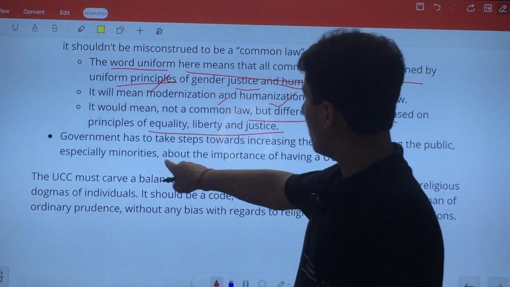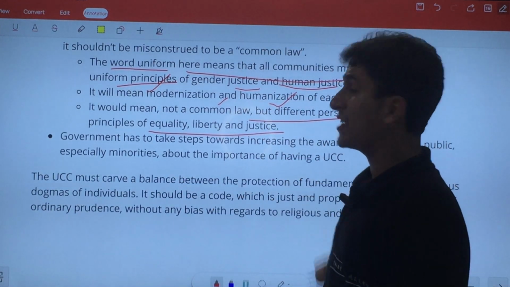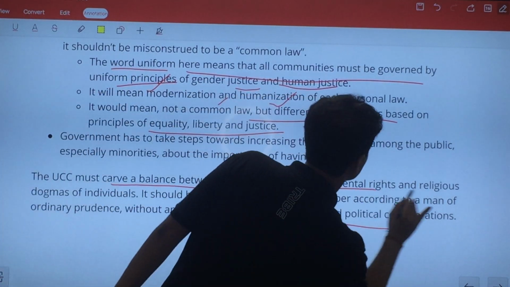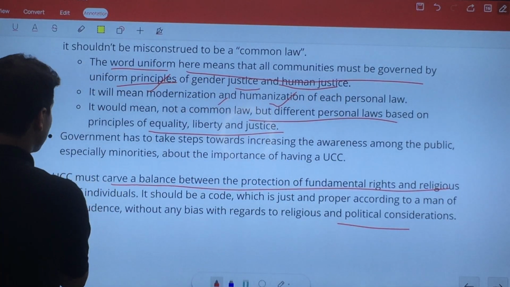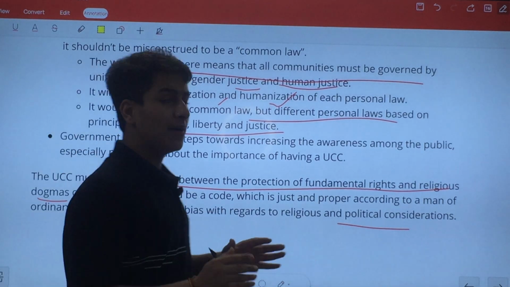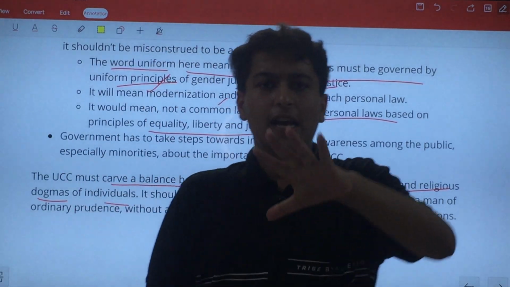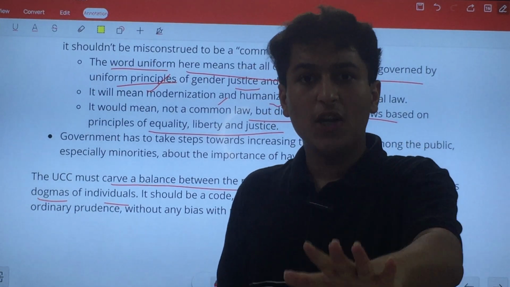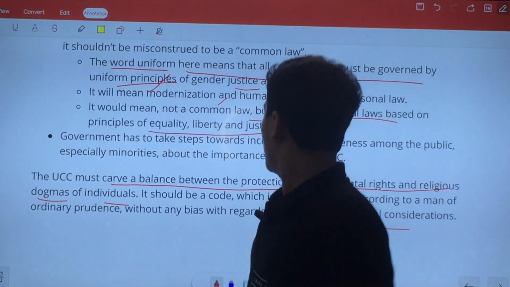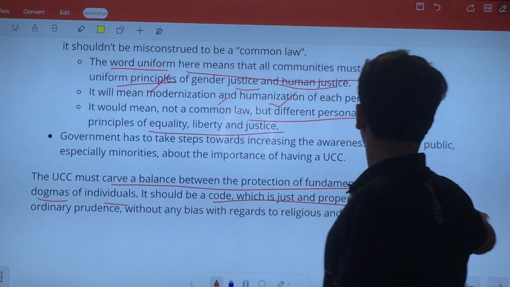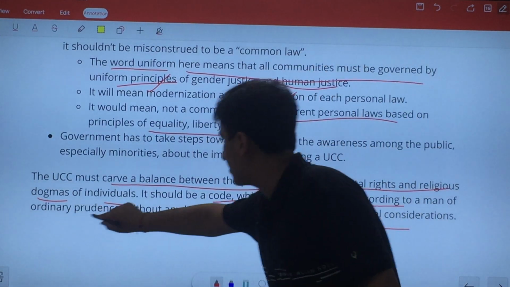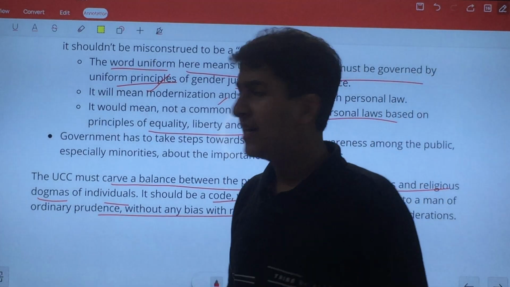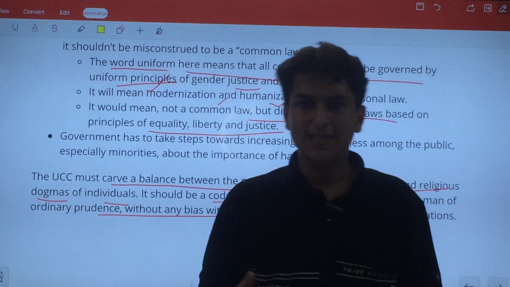All right. So UCC must carve a balance between the protection of the fundamental rights as well as the religious dogmas of individuals. ऐसे UCC implement करना चाहिए कि it should strike a balance between the fundamental rights as well as the private laws, personal laws of the people. So it should be a code which is just and proper according to legal prudence, without any bias and regard to religion and political consideration. ठीक है, तो ये बहुत इंपॉर्टेंट चीज है यूसीसी लेके आने के लिए.